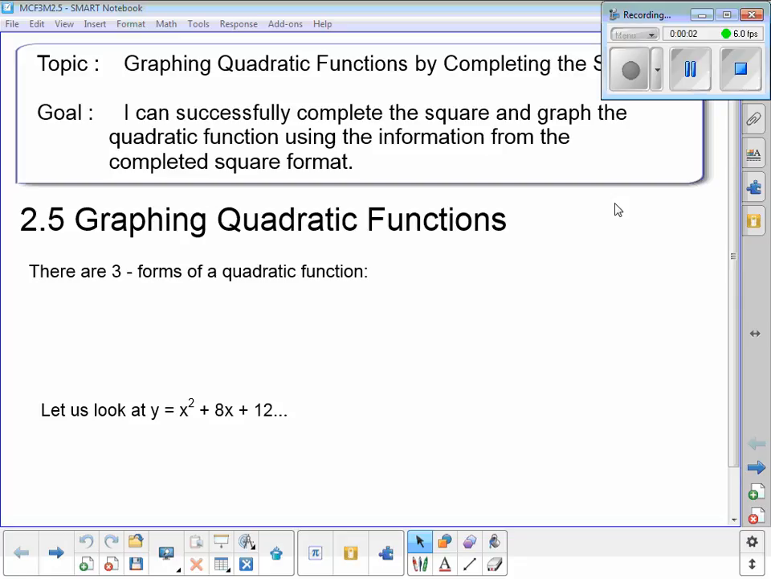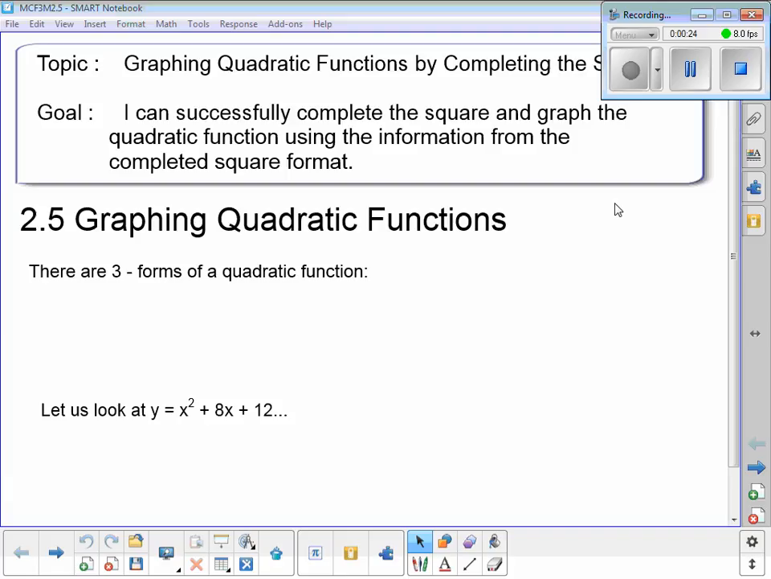Hello and welcome to the fifth lesson in unit number 2. And today we're looking at graphing quadratic functions by completing the square. So the title kind of explains what the goal is today. I want you to be able to complete the square, which is something you've been practicing the last day or two and mastering. And now I want to take it one step further and combine your graphing skills from earlier with that. So graphing quadratic equations.